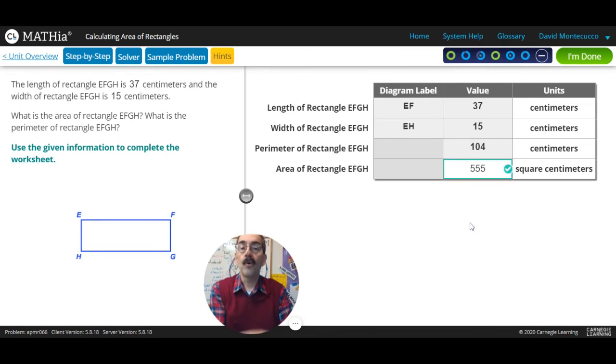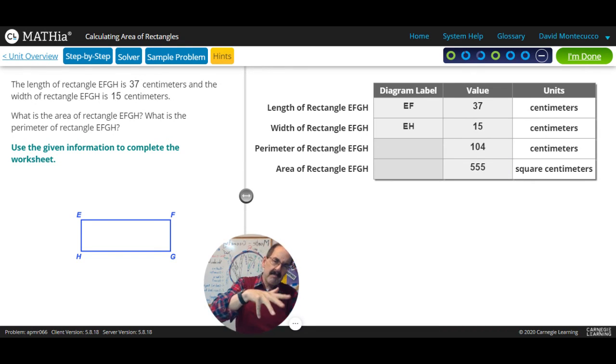Cool. All right, so hopefully that was helpful with area, okay? A lot of you just flying right through this one, okay? So hopefully that was helpful. We're in week 9, maybe week 10, but I'm calling it Mathia area, okay?